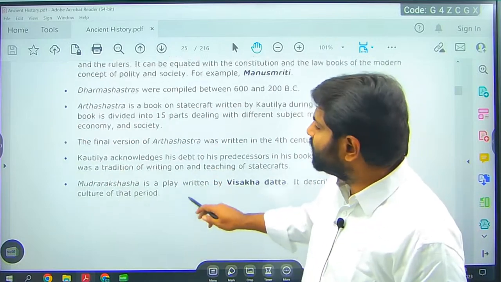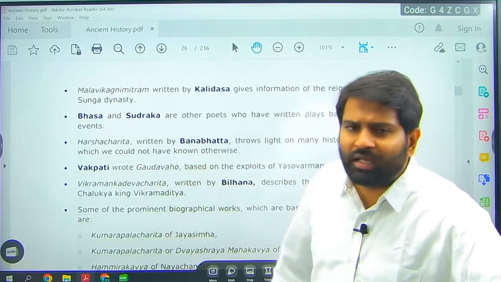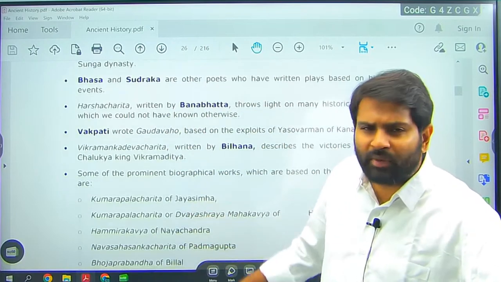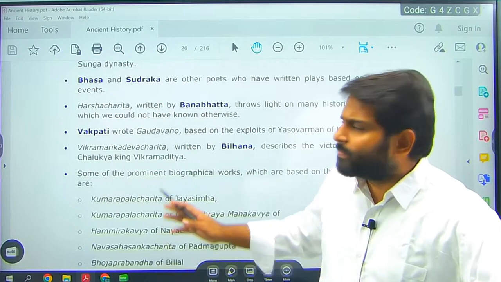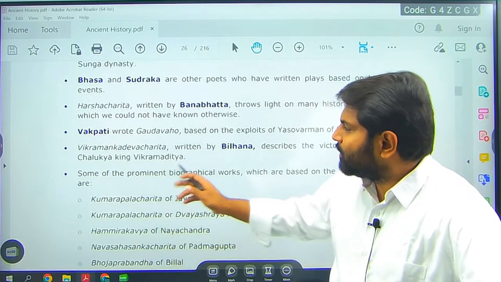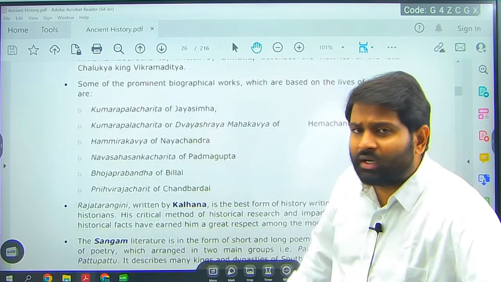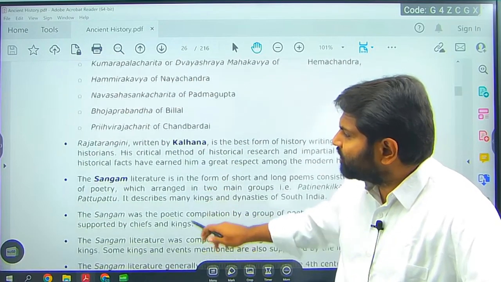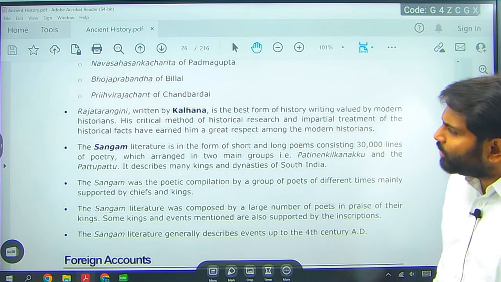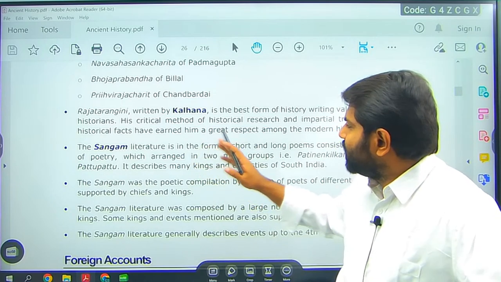Arthashastra by Kautilya, which you clearly know, and Mudra Rakshasa by Vishakadatta, Malavikagnimitram by Kalidasa from the Pushyamitra Sunga dynasty, Bhasa and Sudraka also were poets who wrote some plays, Harshacharita written by Banabhatta, Gaudavaho by Vakpati, Vikramankadeva Charita written by Bilhana, which is the story of the Chalukya king Vikramaditya, and different biographies. Apart from that, Rajatarangini, which was written by Kalhana, is the best form of history writing valued by modern historians. His critical method of historical research and impartial treatment of the historical facts have earned him the greatest respect among historians.